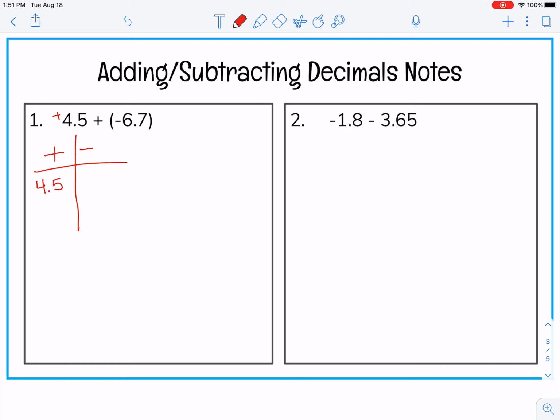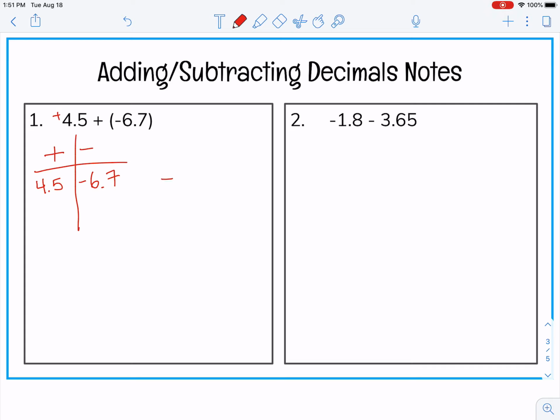And then when I'm looking at the second number, negative 6.7, it is in parentheses and it's a plus negative 6.7. That's telling you it's still a negative number. So now we have two decimals in our T-chart. If we have numbers on both sides of the T-chart, that's when we have to subtract them. And when we subtract them, we always put the bigger absolute value on the top and the lesser absolute value on the bottom.